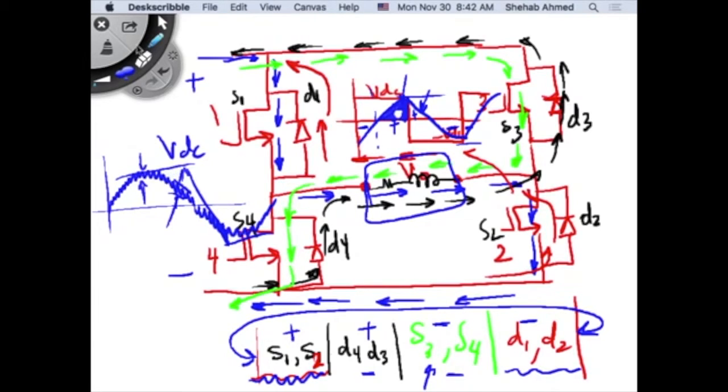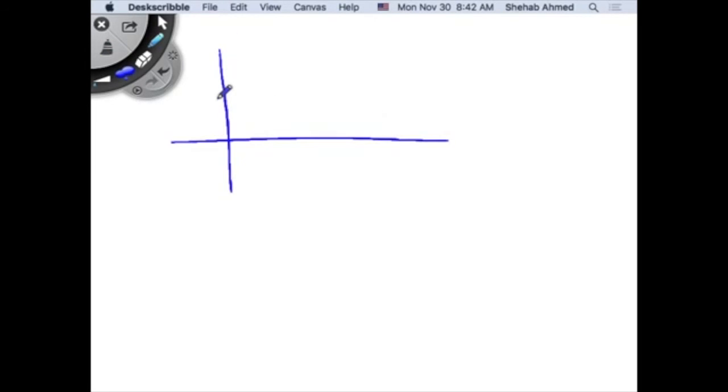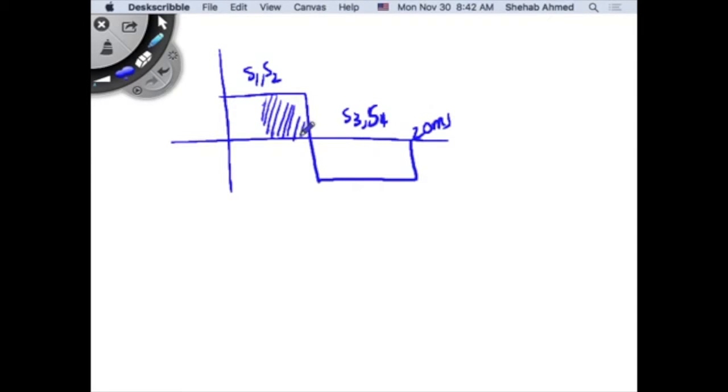Here, what we're doing is fundamental frequency switching. I'm only switching at 50 Hertz. This is 20 milliseconds. I'm switching one time. This is S1, S2 on. And then this is S3, S4 on. The diodes, I don't have to turn them on. They're already there. So here, what happened was current was flowing through S1 and S2. What happened here, current was flowing through the corresponding diodes, D3 and D4.